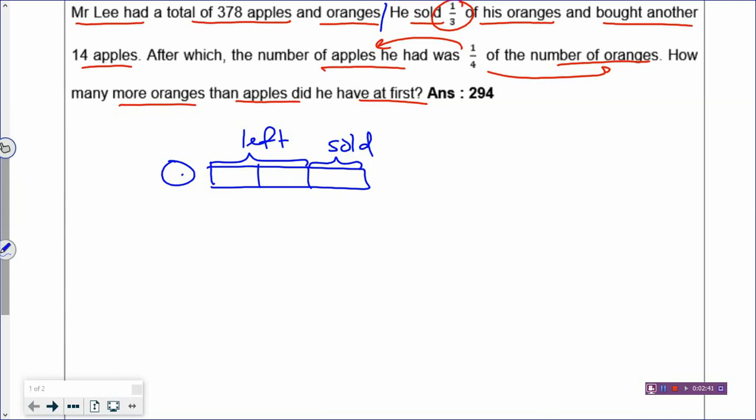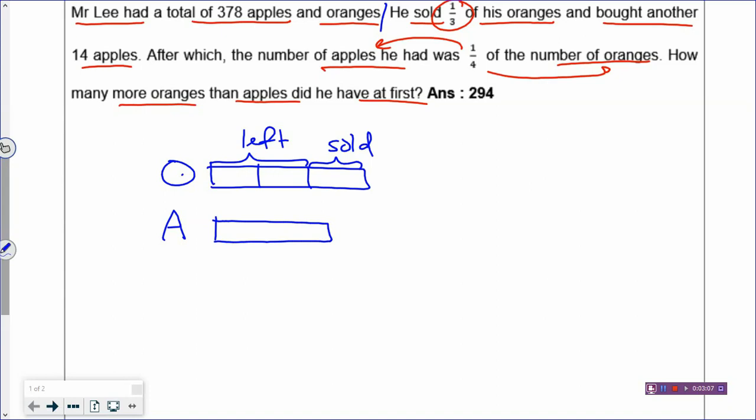And he bought another 14 apples. We don't know how many apples. Is it more apples than oranges, or more oranges than apples? We are not sure, so we can make an assumption. We can guess. Later on, if you find that your guess is wrong, you can always erase your model. So let's have fewer apples. Maybe the apples are fewer. And then he bought another 14 apples.